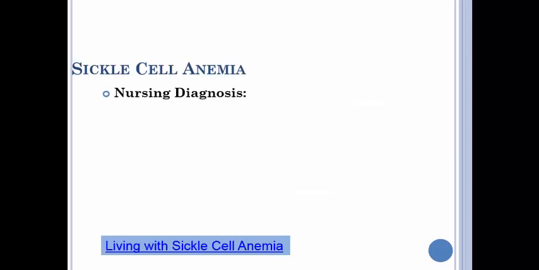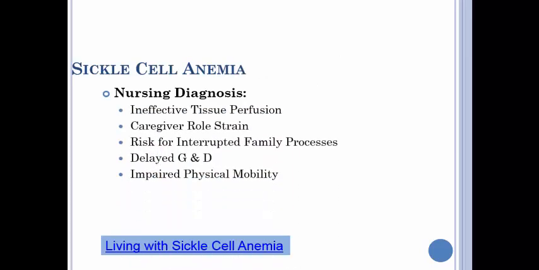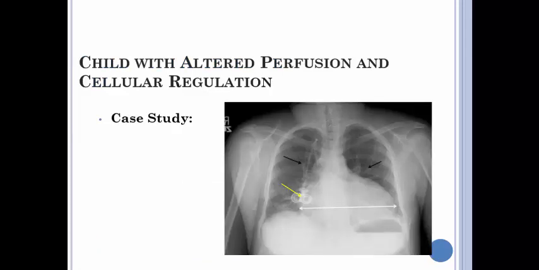Okay, so the nursing diagnoses include ineffective tissue perfusion, caregiver role strain, risk for interrupted family processes, delayed growth and development, and impaired physical mobility. This concludes the podcast on cardiac and cellular issues.